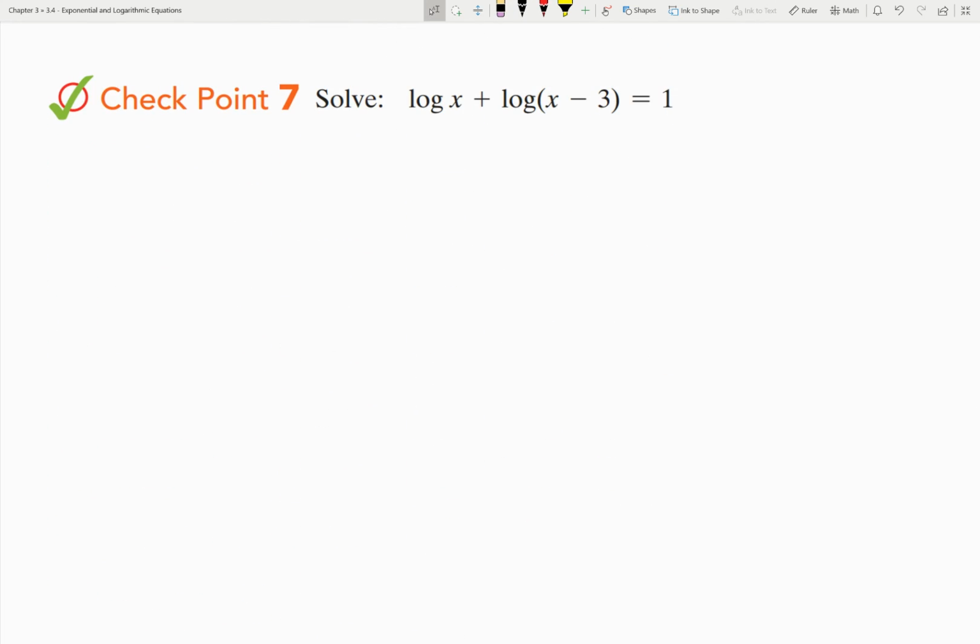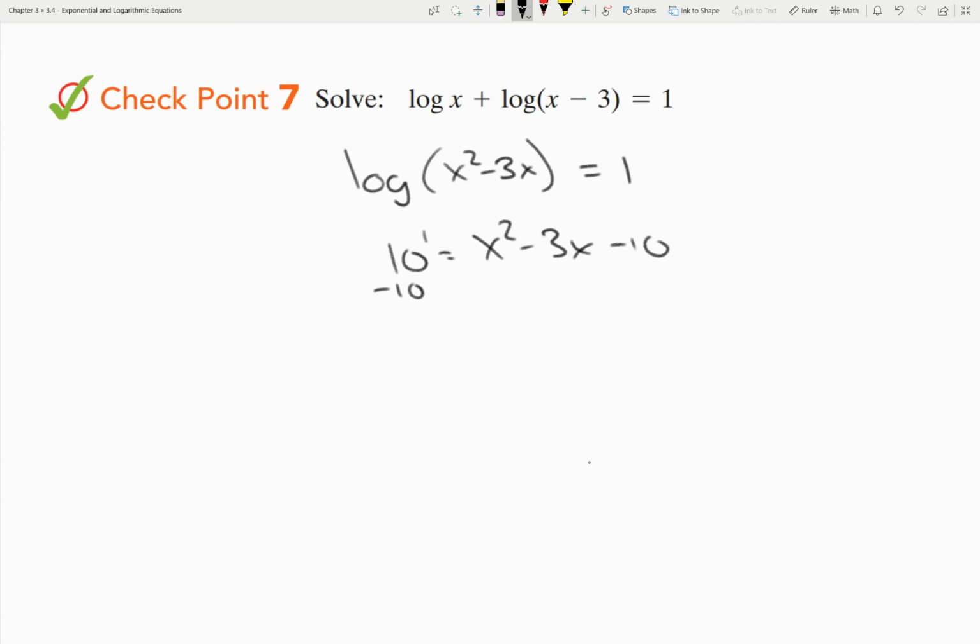Let's do that again. So we put the two logarithms together, and it turns into x squared minus 3x, because I multiply the two together, equals 1. This is a base 10, so it's 10 to the first power equals x squared minus 3x. Subtract 10 from both sides, and we get 0 equals x squared minus 3x minus 10. Factor, we get x minus 5, x plus 2.